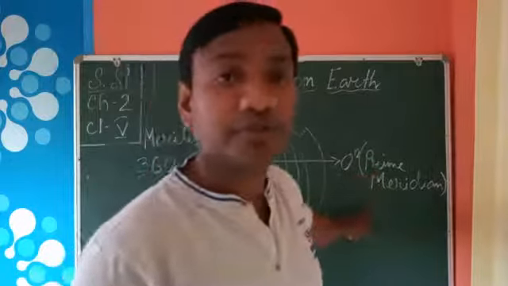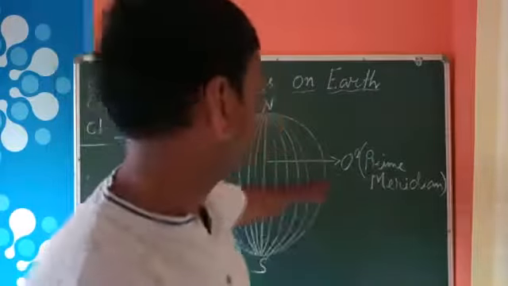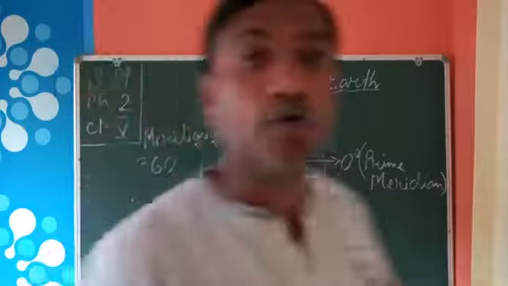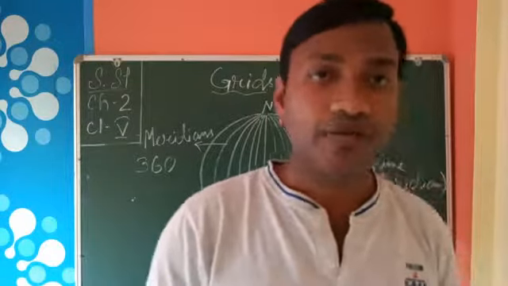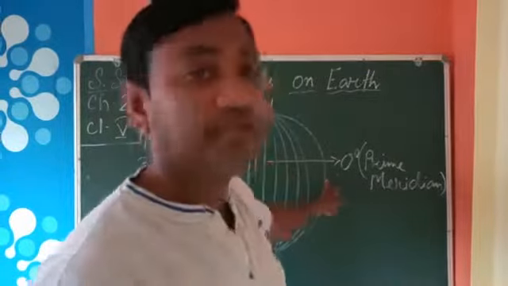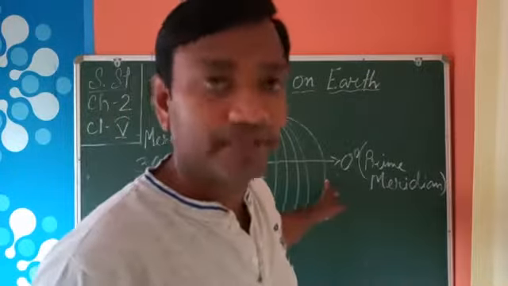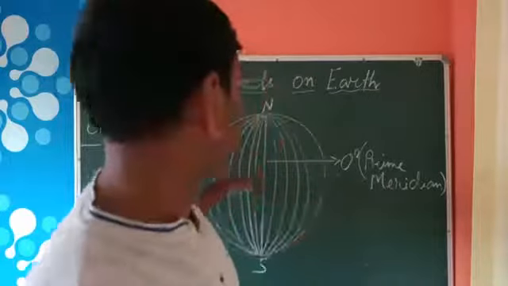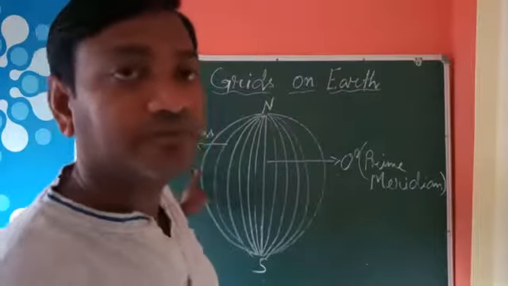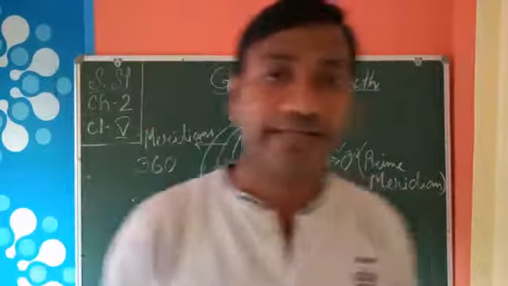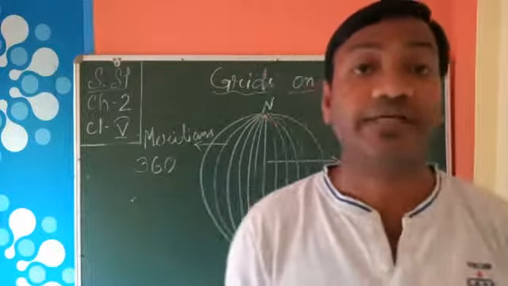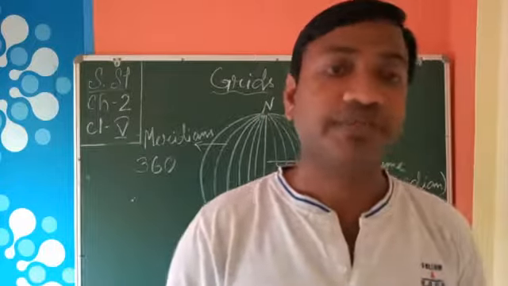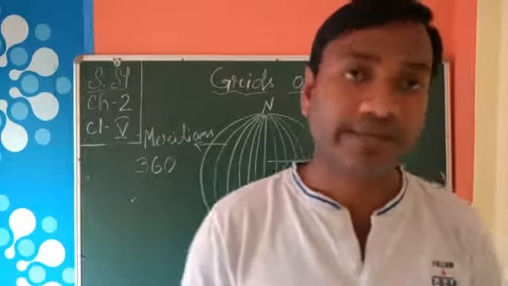These longitudes are also called meridians. In the complete globe we find 360 meridians or longitudes. From 0 degree, if we go this side, we find 180 meridians or longitudes, and if we go the other side, we find 180 degrees. These are called degrees. One line is 1 degree. So there are 360 lines or longitudes, called 360 degrees.